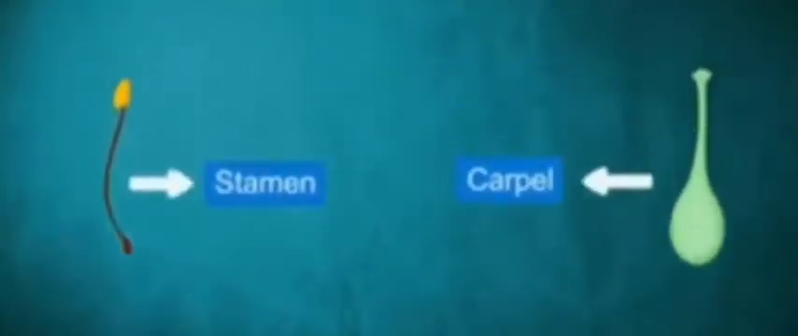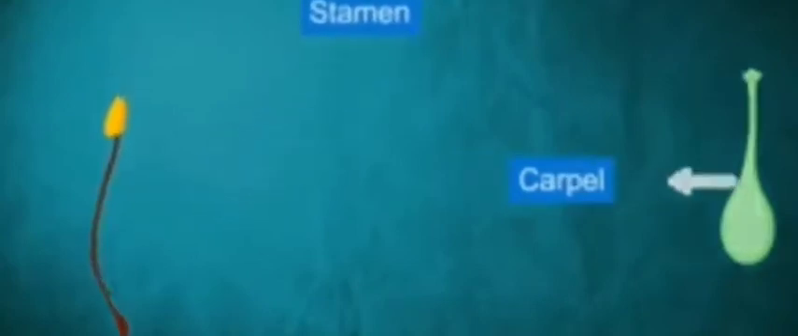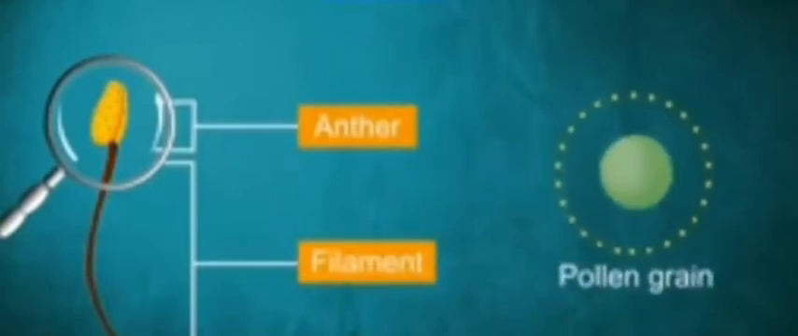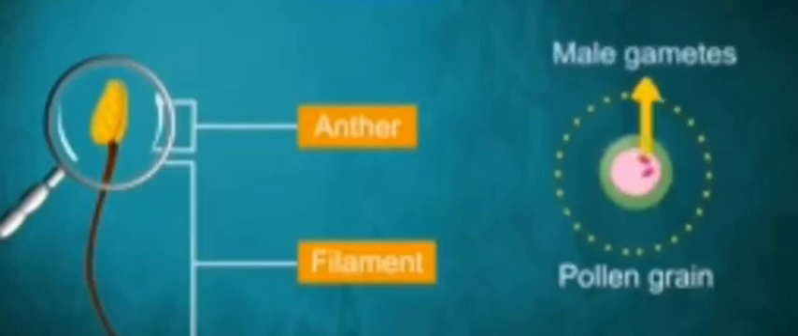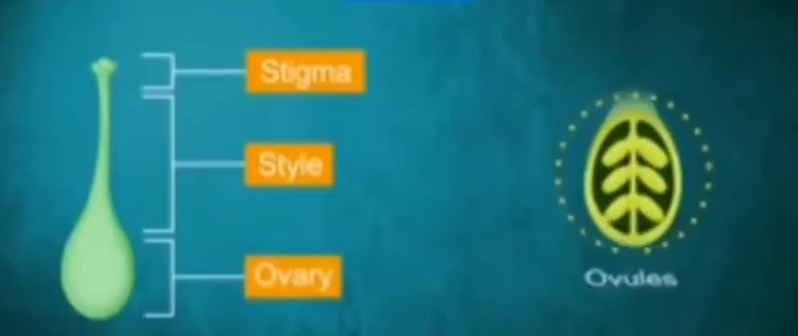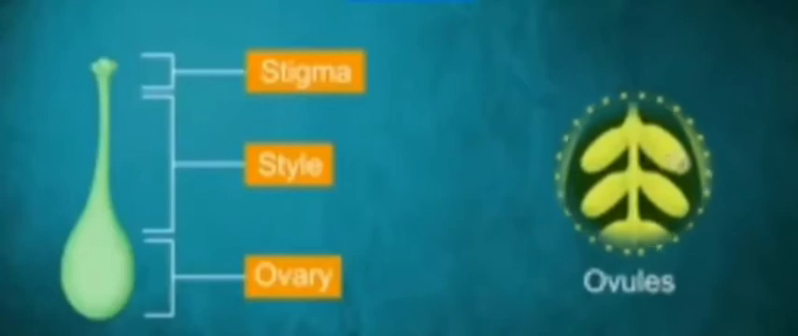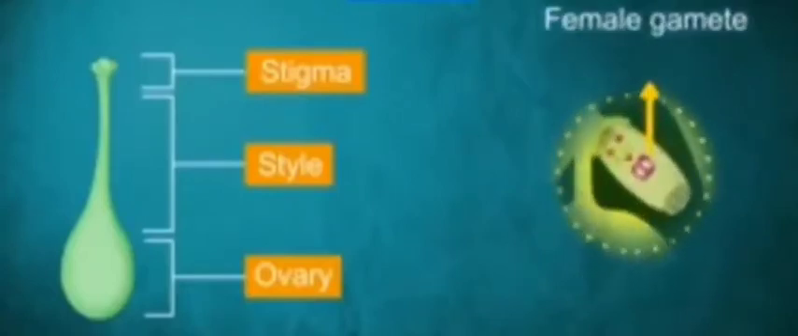The reproductive parts are the stamen and carpel. The stamen contains anther and filament. The stamen also contains pollen grains, which are the male gametes, and the carpel contains three parts: stigma, style, and ovary. The ovary contains ovules. The ovules contain egg cells.